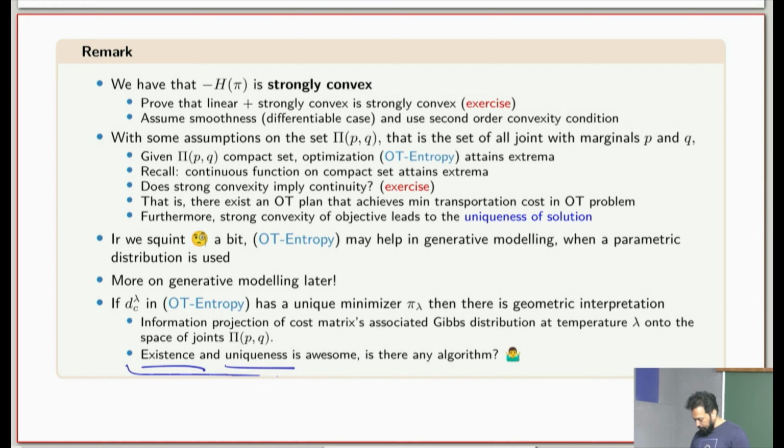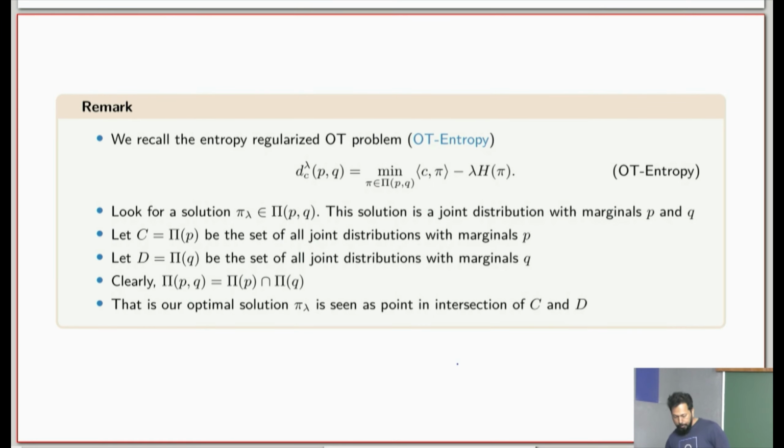All this is awesome, but is there any algorithm? What about an algorithm to solve this optimization problem? Existence and uniqueness sometimes have nothing to do with how you are going to solve the problem. So we need to think about a way to solve this problem. Let us do a little bit of a warm-up to derive an algorithm. What we have in hand is the entropy regularized OT. We recall this again, we have already seen it before, and what we are looking for is a solution pi lambda, the small pi lambda, in the space of joints with margins P and Q.